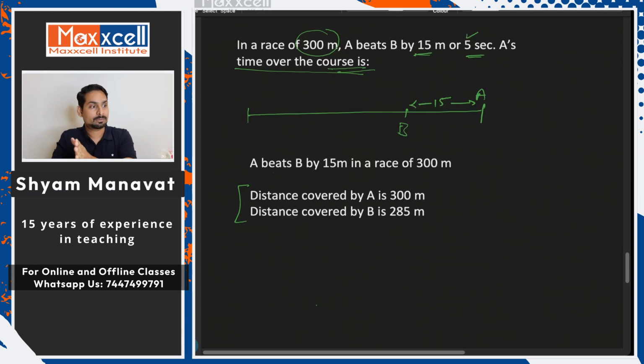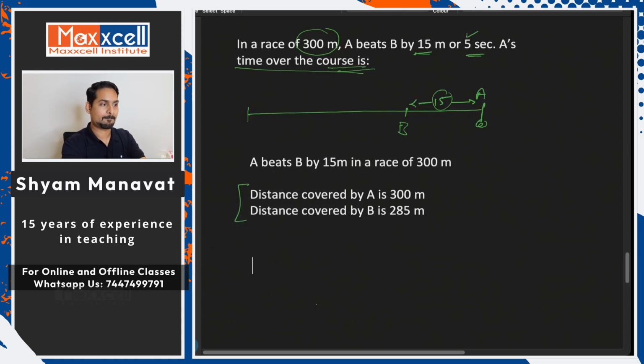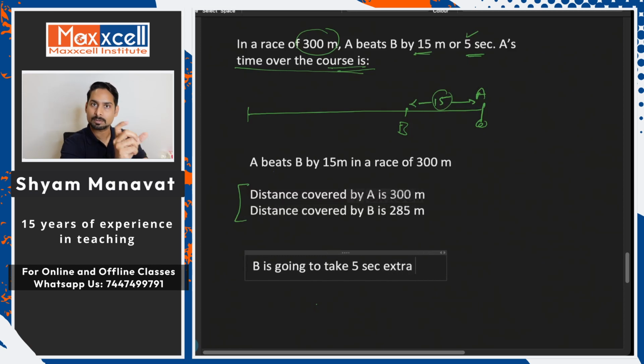Why is B taking 5 seconds extra? Because when A reaches the finish line, at that time B is 15 meters behind. It means B has this remaining distance to cover. When A reaches the finish line, B is 15 meters behind, so up to that point the time is the same. But from there B is going to take extra time. So what does it mean? It means B is going to take 5 seconds extra for the remaining distance.